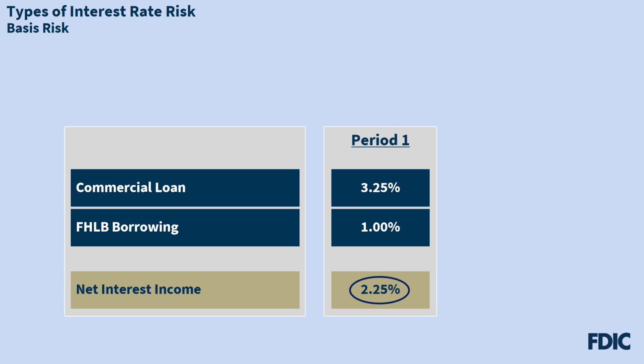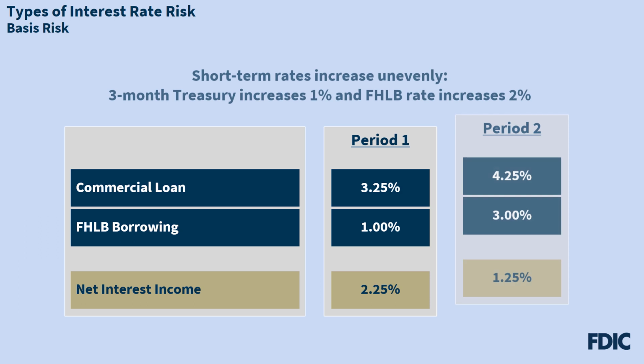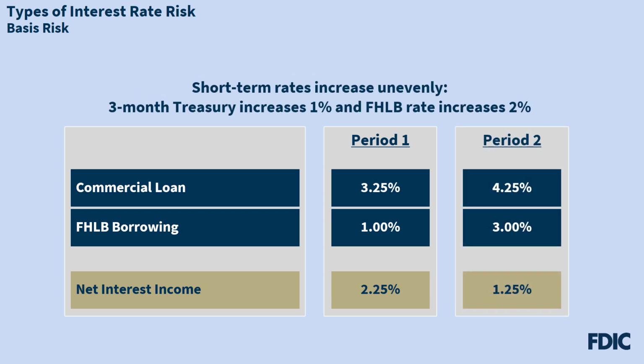But what happens if these rates change disproportionately? Here, the Federal Home Loan Bank rate increases 2%, but the 3-month Treasury rate only increases 1%, resulting in a decline in net interest income despite having a matched repricing frequency.